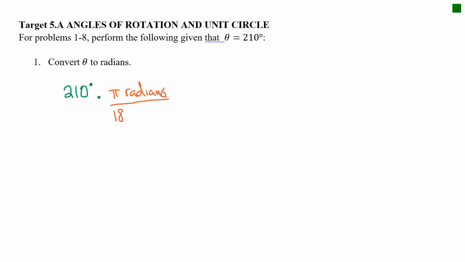divided by 180 degrees. So when I multiply these two together, 210 degrees times pi radians will give me 210 degrees, and again, pi radians, divided by 180 degrees. And that's because I do the top part times the top, and then bottom part times the bottom part, and I'm left with 210 pi over 180. So I write that like this.